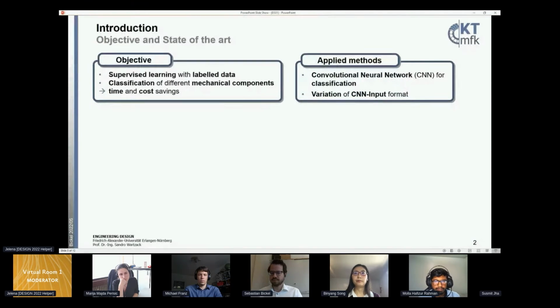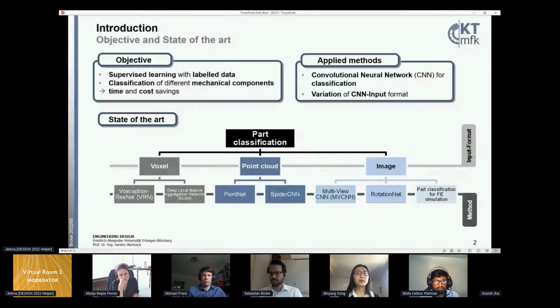Convolutional neural networks, or CNN for short, often provide the basis for component recognition. These special types of neural networks are derived from the human eye by applying multiple convolutional and pooling layers to the input. In general, component classification procedures can be distinguished by the input format for the CNN. In the tree diagram shown here, the 3 types can be recognized in the first level, which are voxels, point clouds, or images. In the second level, specific methods are listed as examples.